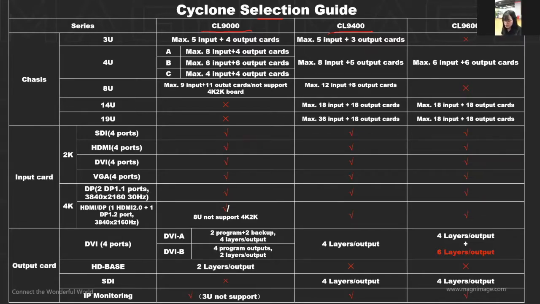If you need HDMI-based outputs, then we must use CL9000. But if you need SDI outputs, then we have CL9400 and CL9600 to select from. For IP monitoring, only the 3U CL9000 does not support it.